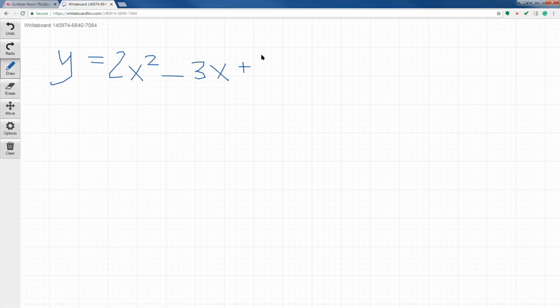Okay. So it should say y equals 2x squared minus 3x plus 4. Looks like it is. Okay, great. I'm glad we got that worked out. Anytime something like that happens, please let me know. We want you to be able to see.